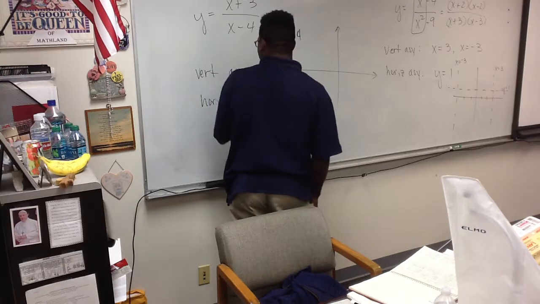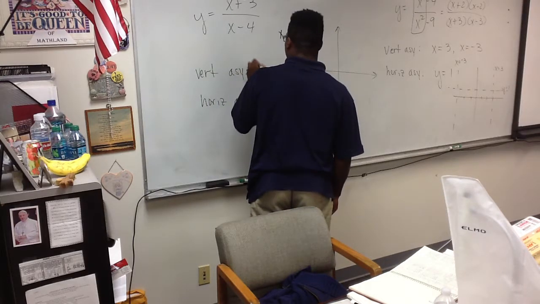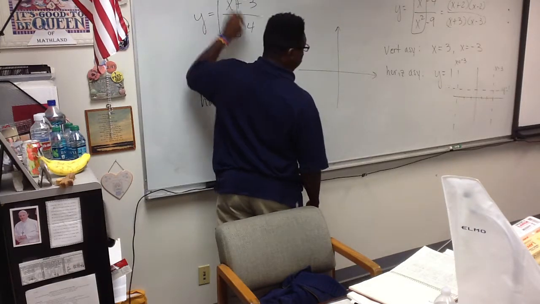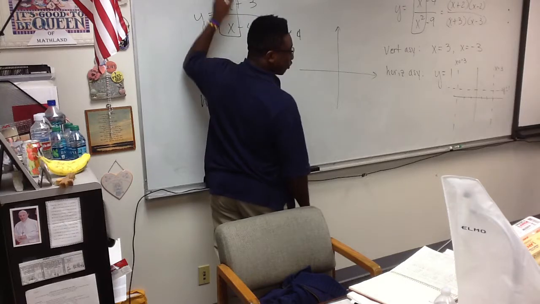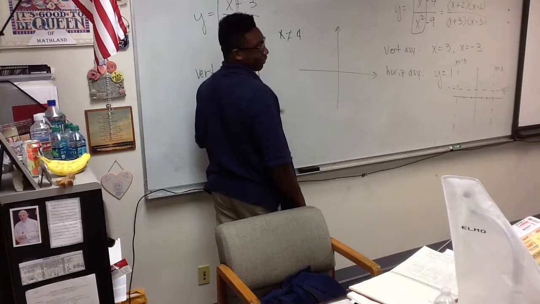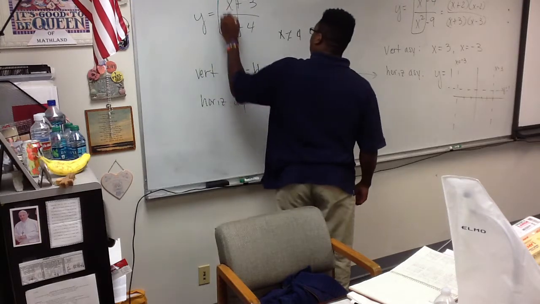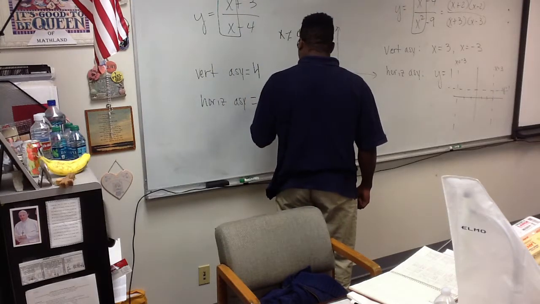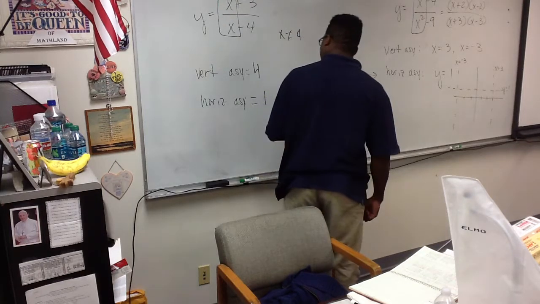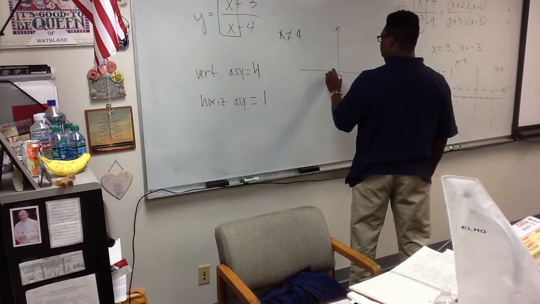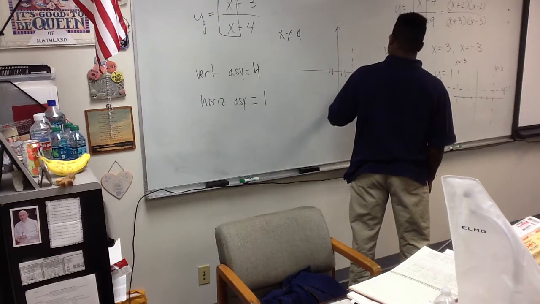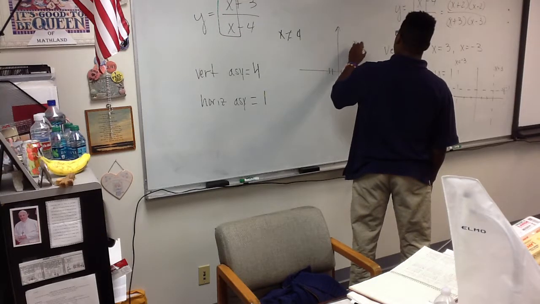So then is that vertical? Yeah, the vertical asymptote is 4, and then to get the horizontal asymptote, you put x over x to get y. So that is 1 and that is 1. So the horizontal asymptote is 1. So wait, is that right? Yeah, that's right. So then you get here. And that's where x equals 4.